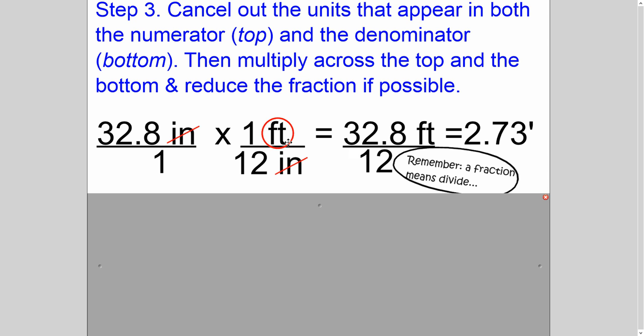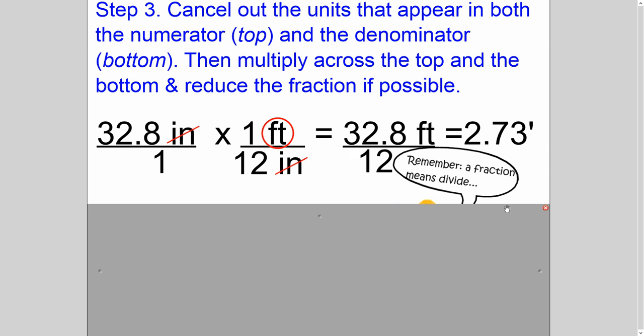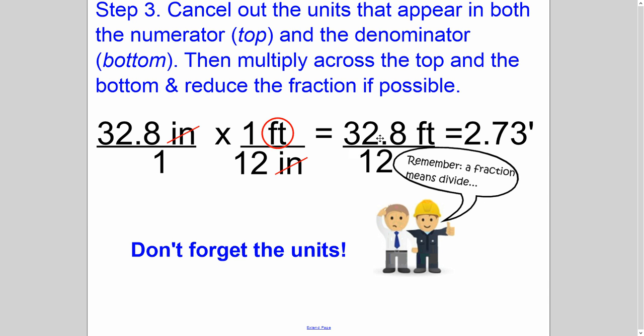You finish by using your rules for multiplying and dividing fractions. You multiply across the top, you get 32.8 feet. Multiply across the bottom, you get 12. And you need to remember that a fraction means divide. So 32.8 divided by 12 is 2.73 repeating, or we'll do 2.73 feet. And those units are really important, 2.73 feet.